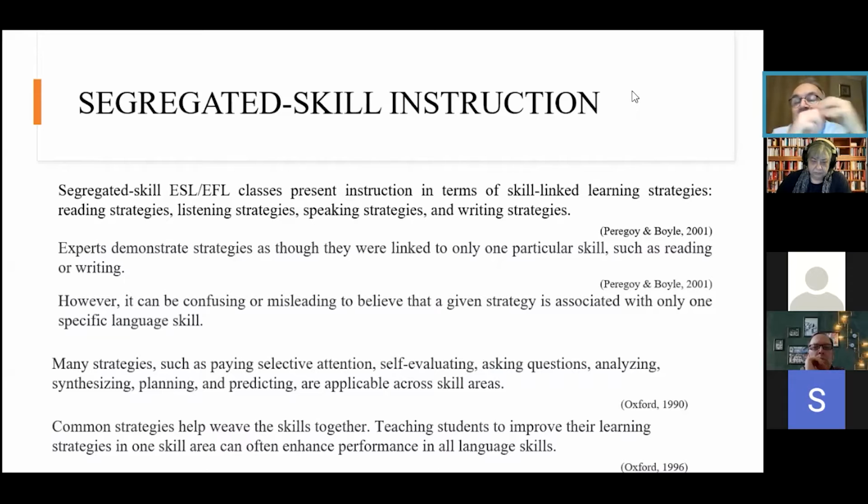However, it can be confusing or misleading to believe that a given strategy is associated with only one specific language skill. Therefore, we have to make use of more than one skill in a simple classroom activity. Many strategies such as self-evaluating, asking questions, analyzing, planning, predicting are all applicable across skill areas.